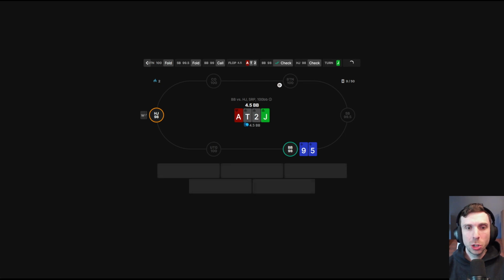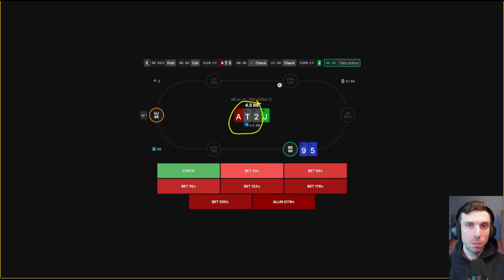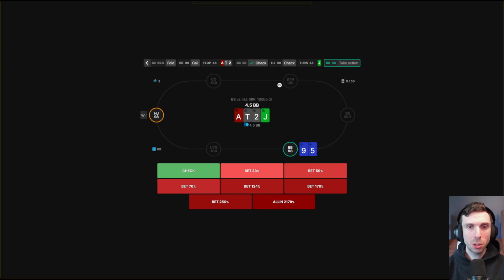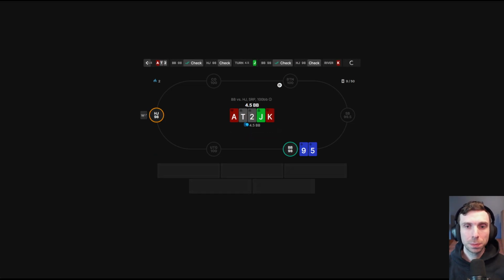Turn is going to be a pure check. Anytime someone checks a board that's really advantageous for them, like ace 10 deuce, the most common thing you're going to have on turn is check. So if you don't know what to do on turn and it's a board texture on the flop that was good for them, just check the turn.